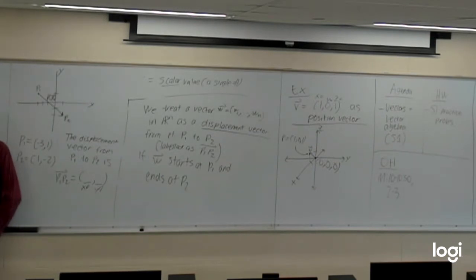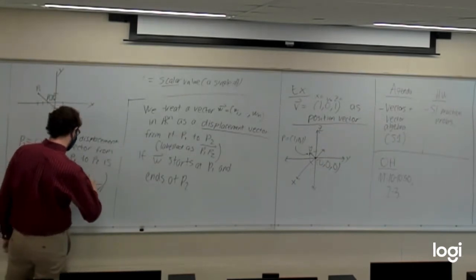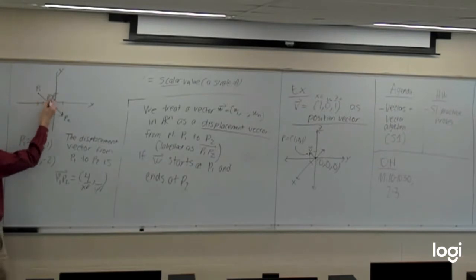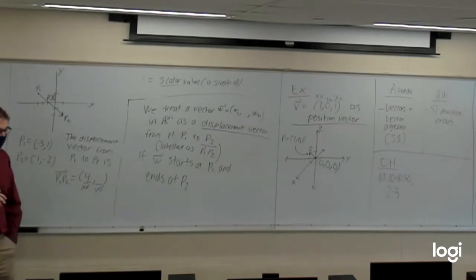4. Why 4? Because it's just the difference from -3 to 1. You travel 4 spaces along the x-axis. Yeah, because -3 plus 4 will get us to 1. I agree. This arrow, in other words, from P1 to P2 has to point 1, 2, 3, 4 units to the right from where it started.